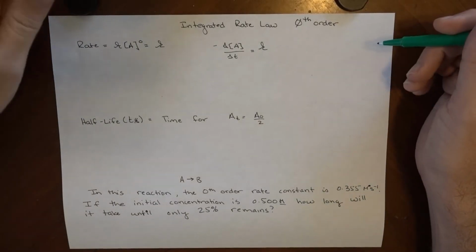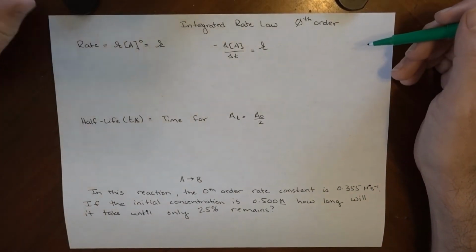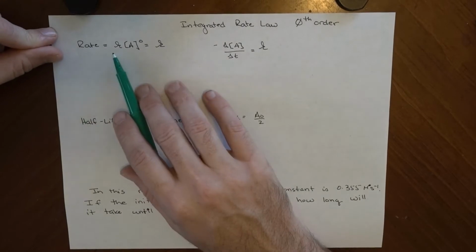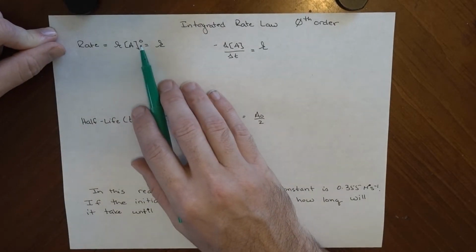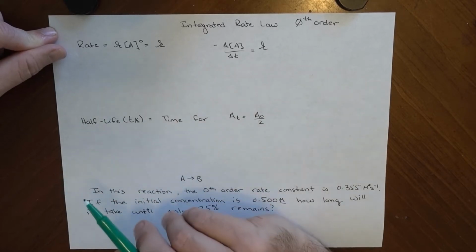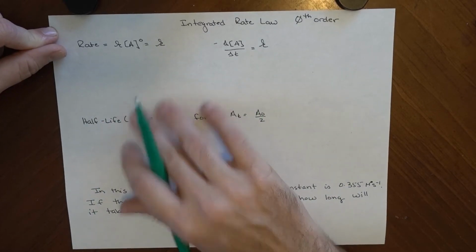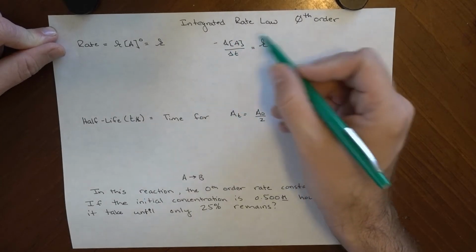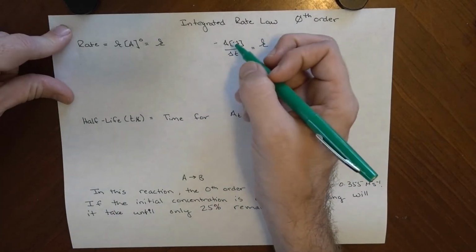So we're going to go over rate laws that use zeroth order, and that's an expression where our rate is equal to some constant k times A to the 0, which becomes 1. So our rate constant is really the same as our rate. So it's independent of the amount that we have here.